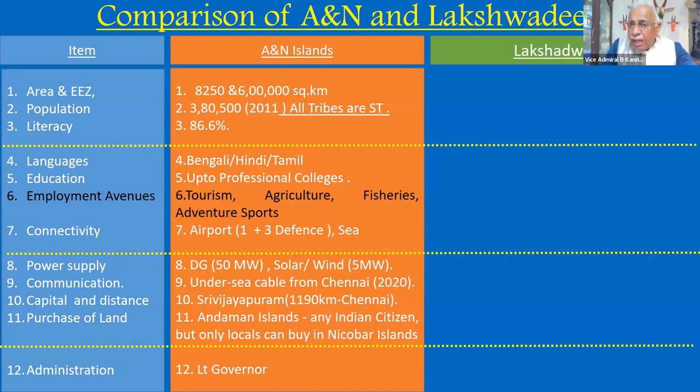And something more is coming. I'll discuss in the projects. For internet connectivity, there's a cable from Chennai. In 2020, it is settled down. Initially, there was little hiccups. Now, good connectivity is there in Andaman as well as in Nicobar Islands because of this undersea cable which has come from Chennai. Capital was Port Blair. Name has been changed to Sri Vijayapuram.